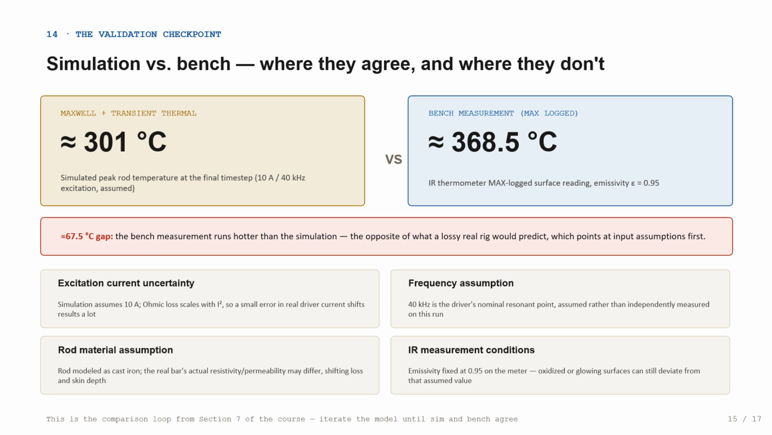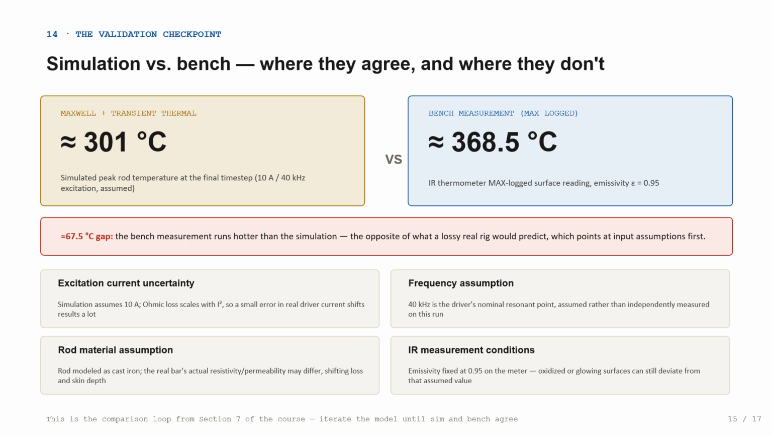We modeled cast iron, but the real bar's actual resistivity and magnetic permeability may differ from handbook cast iron values, which shifts both the loss magnitude and the skin depth. And fourth, the measurement conditions themselves. An emissivity of 0.95 was fixed on the meter, and a partially oxidized or actively glowing metal surface can genuinely deviate from that assumed value.